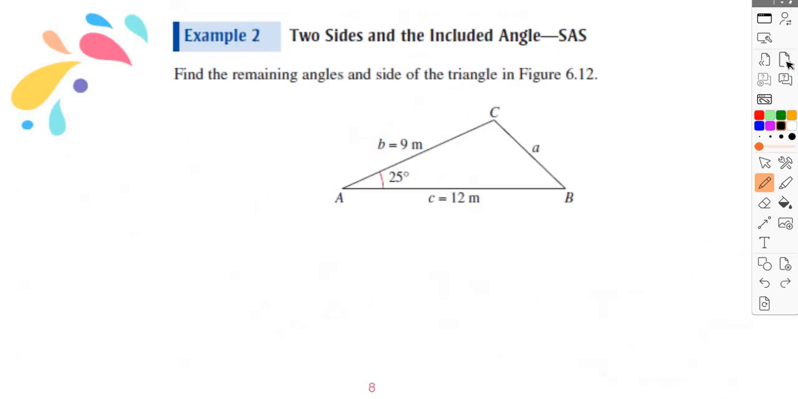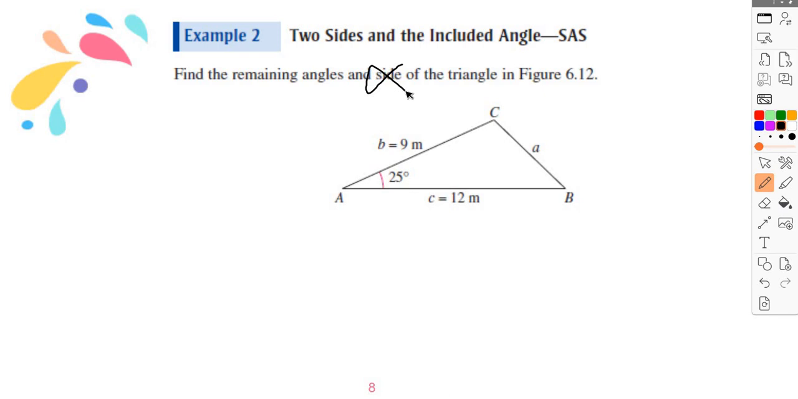So let's look at a side angle side case. This says find the remaining two angles. We're just going to stop there. We'll find the two remaining angles, because again, the side would be another law of sines, but we've practiced plenty with that.